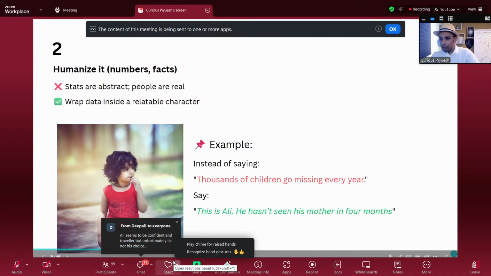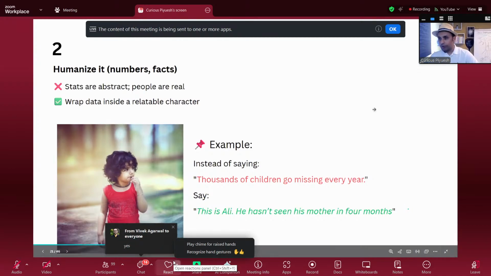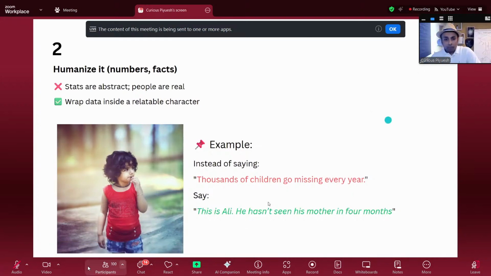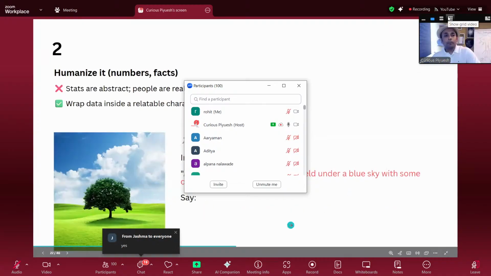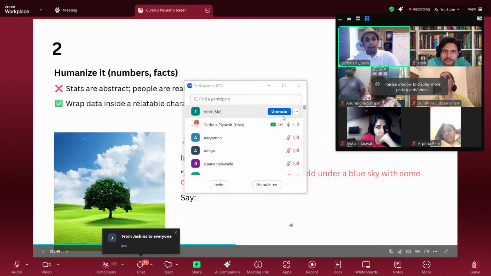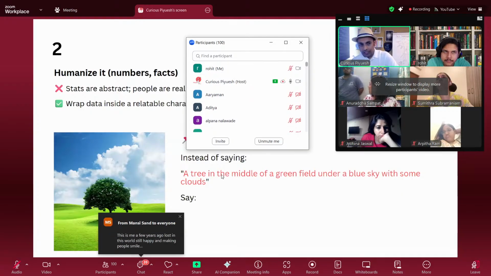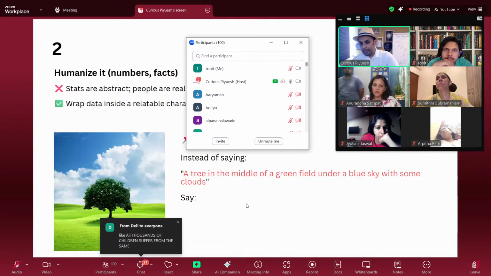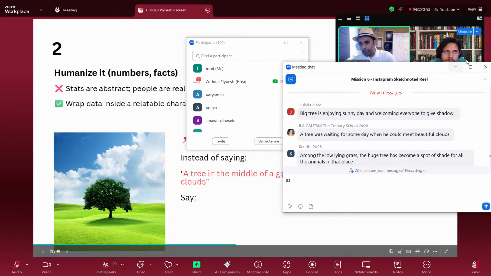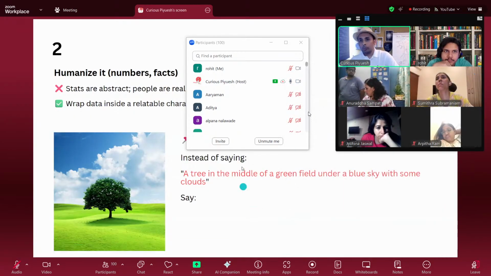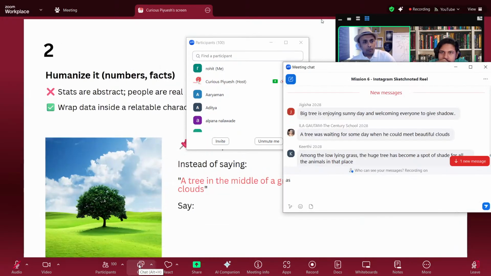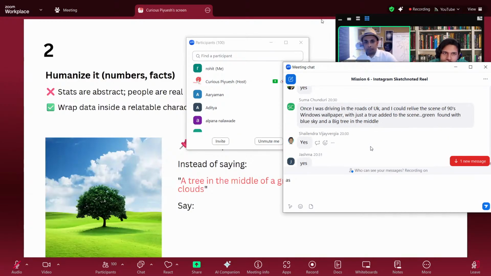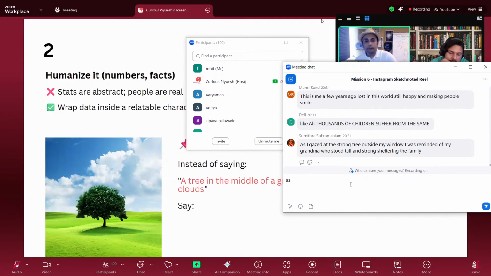Yes. All of you, please open your cameras if possible, because I need to see your faces. Are you realizing this? Can I change the same tree example into a humanized one? Give it a try. So again, I'm showing you this tree example, humanize it. And this is the boring way, which is a tree in the middle of a green field under a blue sky. What could be a humanized version of this? Give it a try. I'm reading your chats. How can I humanize this?